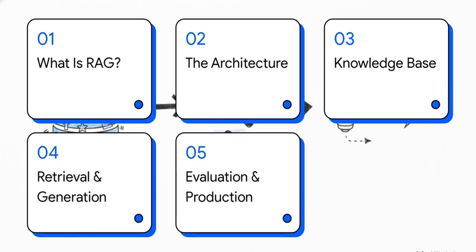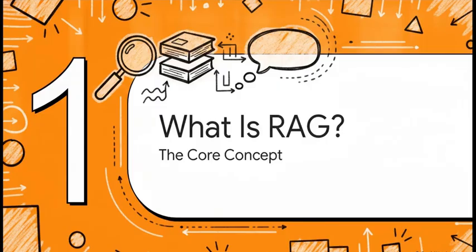Okay, here is our quick roadmap for today. We'll start with number 1. What is RAG? Then 2, the end-to-end architecture. 3, building the knowledge base. 4, retrieval and grounded generation. And finally, number 5, evaluation and production mastery. Let's jump right into section 1.